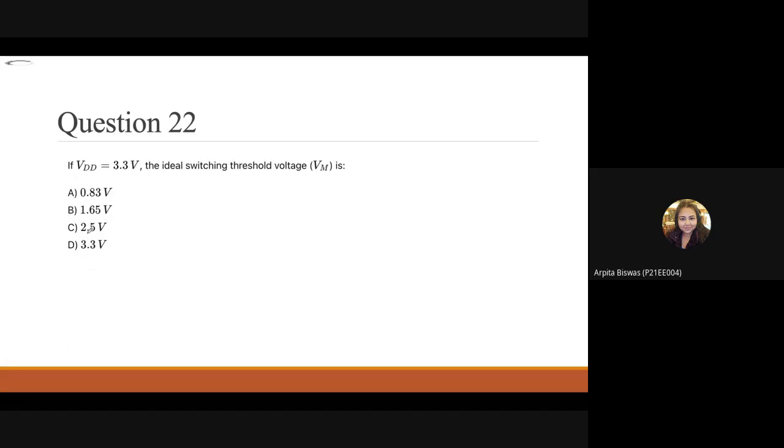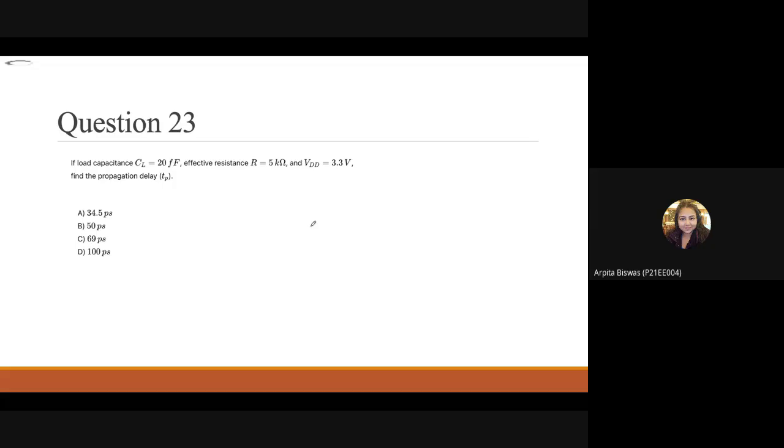Question number 22: if VDD is equal to 3.3 volt, the ideal switching threshold voltage VM is what? Which option? How to calculate it? Option B, 1.3 volts. Like how to calculate it? VM is equal to VDD by 2, right? Yes, VDD by 2. So it is 1.65.